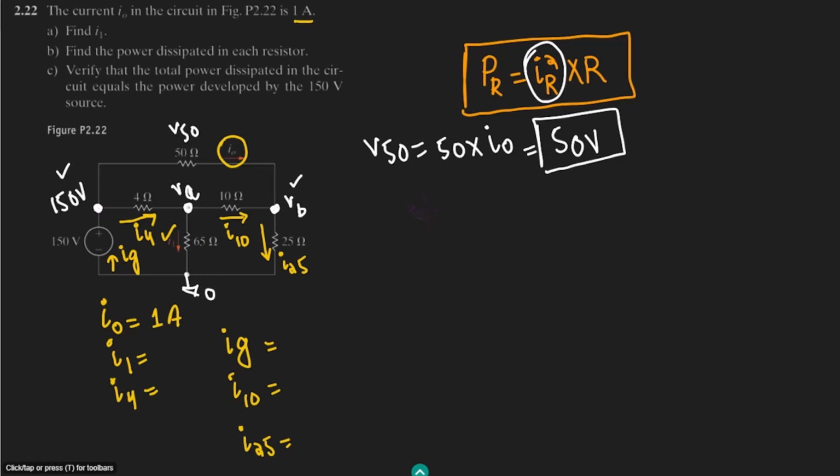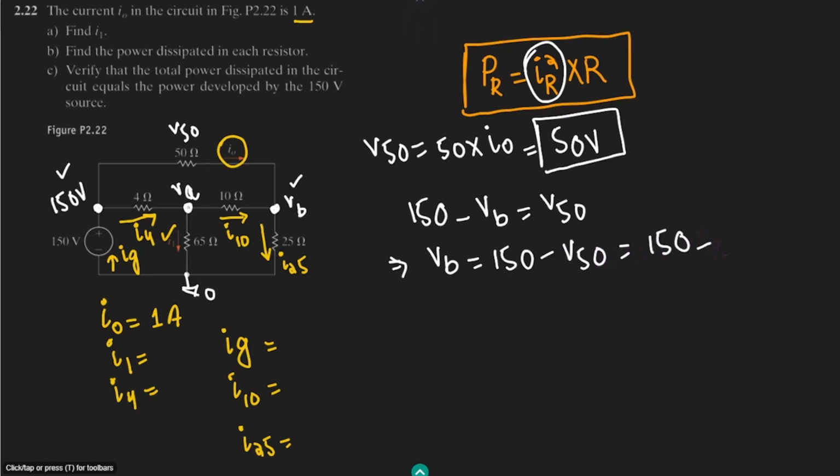So from here we can very clearly see that 150, which is this voltage, minus this VB, is equal to V50. As the value of V50 is known, the value of VB would be 150 minus V50, so 150 minus 50. Ultimately the answer is 100 volts. So the value of VB is 100 volts, and this value is now known.